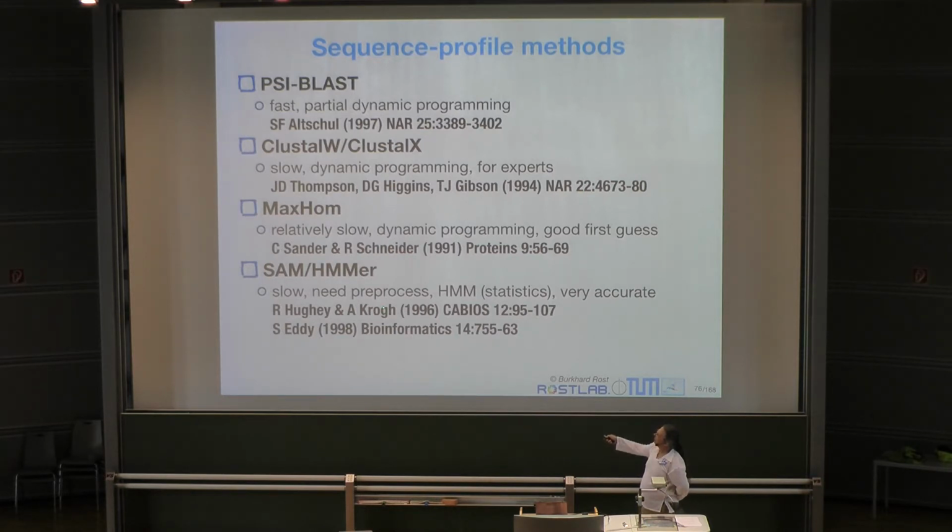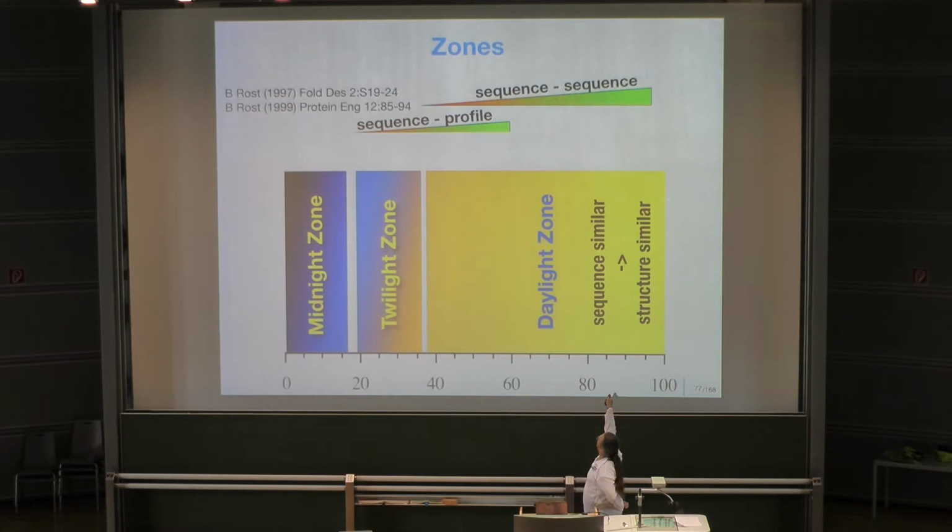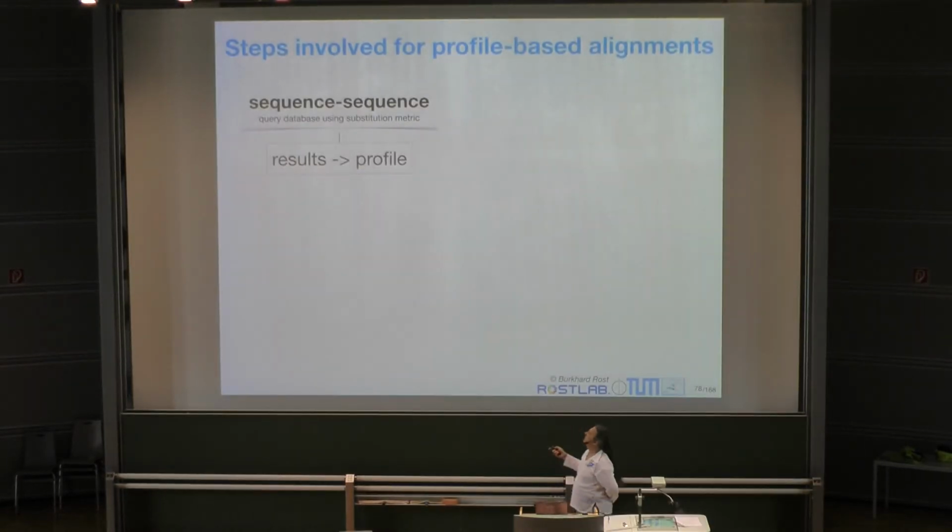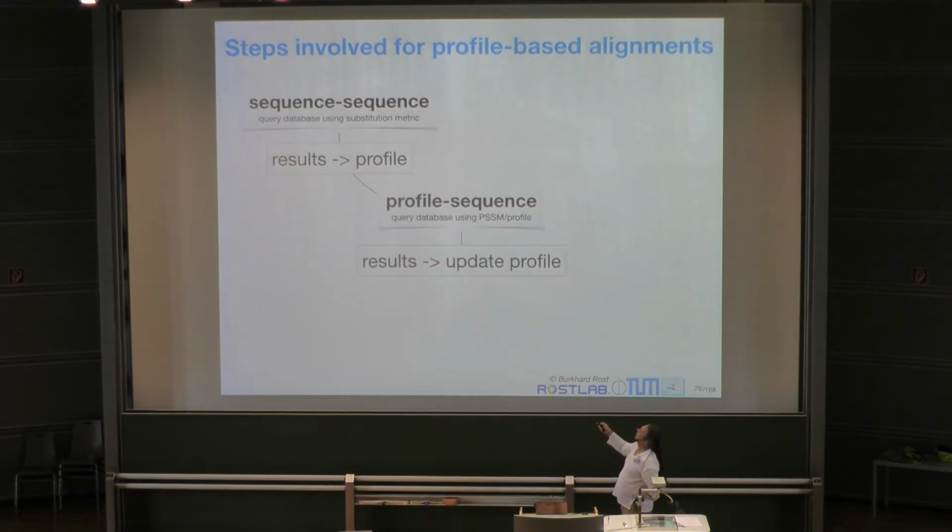They are slow, they need pre-processing, but they are getting increasingly powerful. The daylight zone, and I get back to hidden Markov models in a moment. In the daylight zone, I can intrude with sequence-sequence pairwise comparisons. The twilight zone I can enter into with sequence profile comparisons. Now, the way I build up these profiles again is I take sequence, get the results, build a profile, refine that, do profile against sequence, update the profile, and I iterate over that.